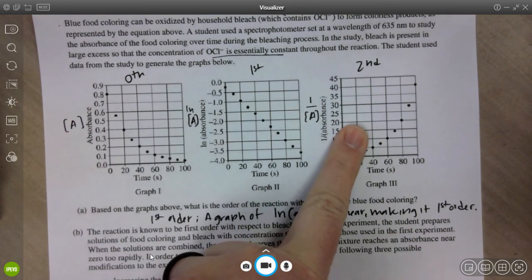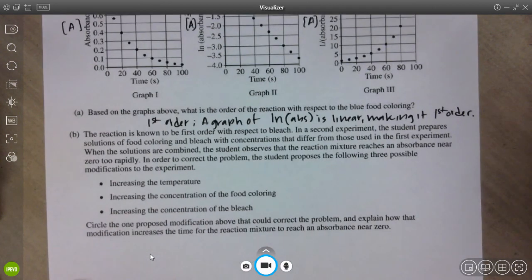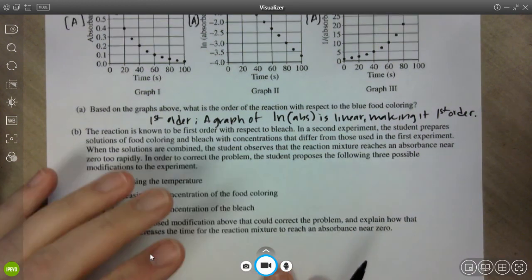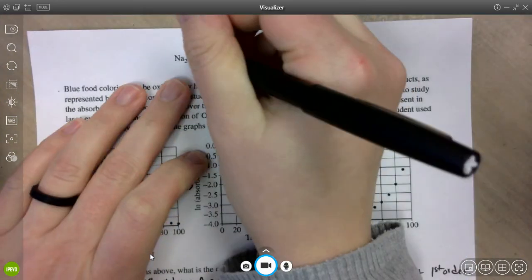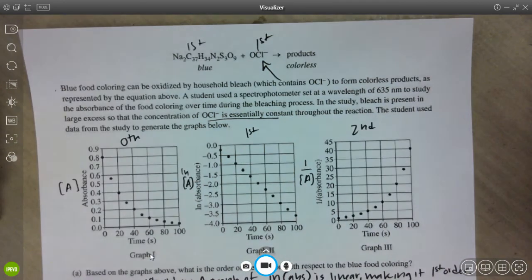If this guy were linear, it'd be second. If this guy were linear, it would be 0th order. So that is just kind of what we accept. Okay, so B. It says the reaction is known to be first order with respect to bleach. Okay, and again, this is maybe not super related to the problem, but it does tell us that now we know this is first order and this is first order.